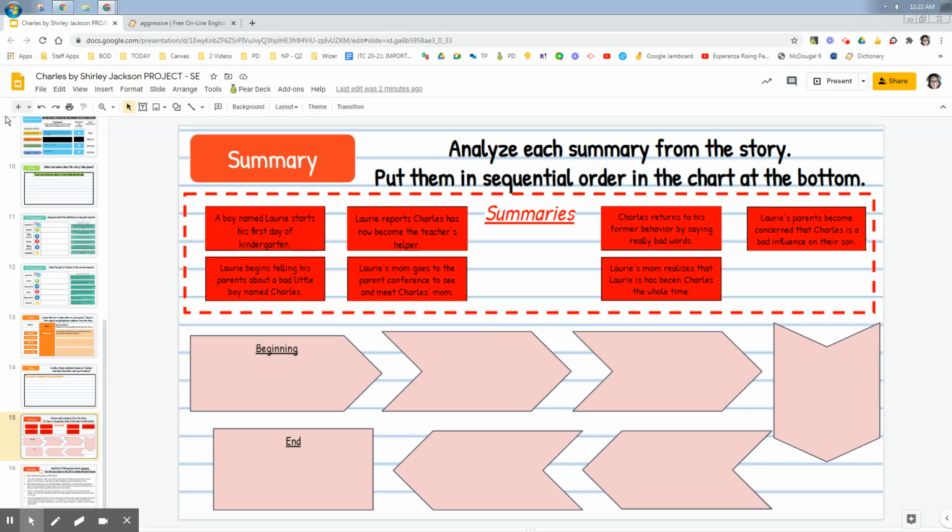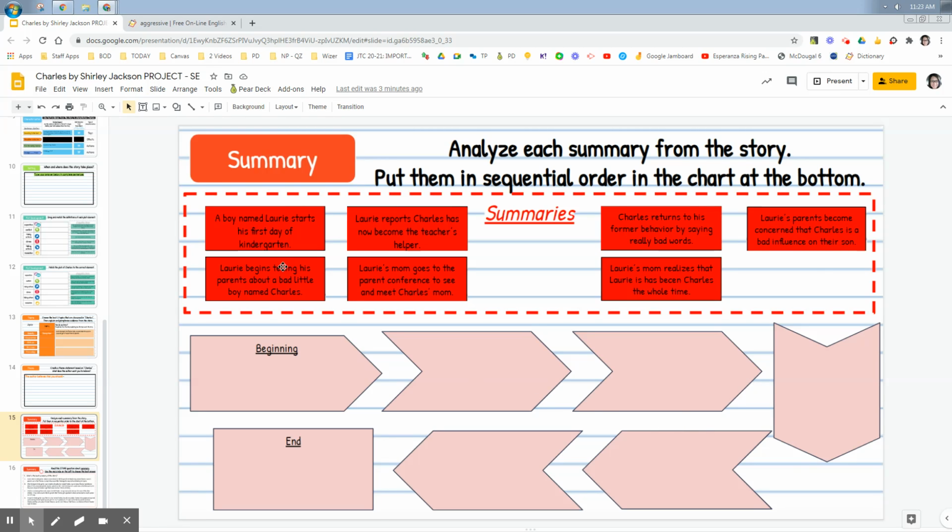So what you're going to do is find the summary that shows the beginning of the story and the end of the story. And once you find the beginning and the end, then you're going to find the next summary after the beginning and put it in order of how it happened in the story, not out of order. So you might have to go back to the story, pages 4 through 6, and think about how did it go in order of the story. And the middle is always the hardest because that's the rising action, and a lot happens in the rising action. So make sure you go back to the story and determine which goes in what order correctly.